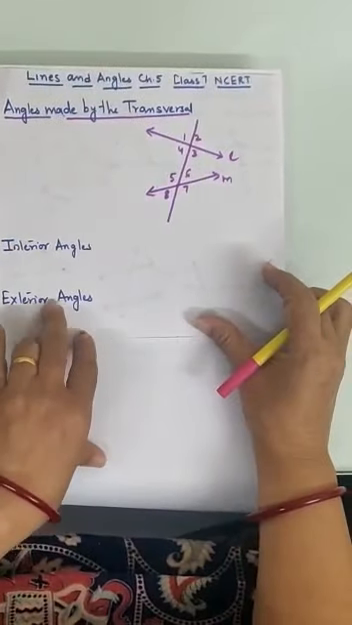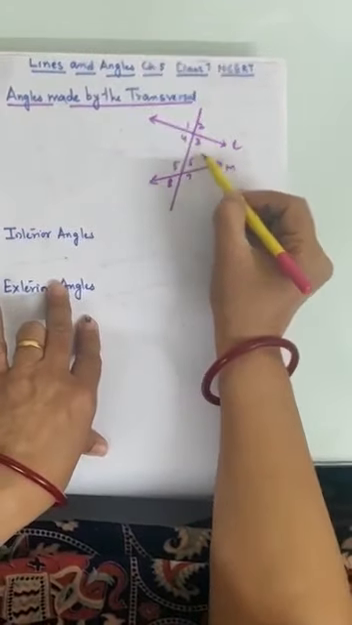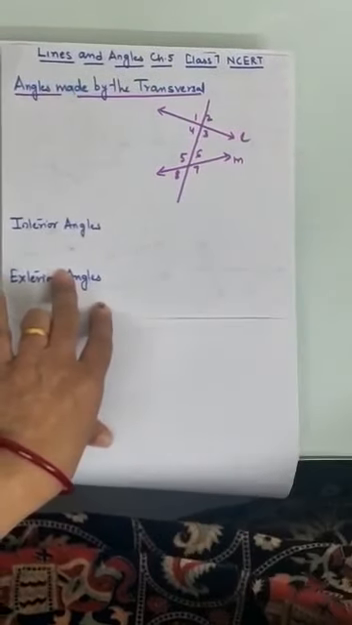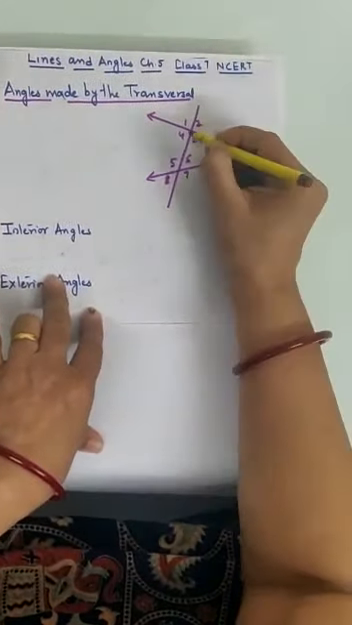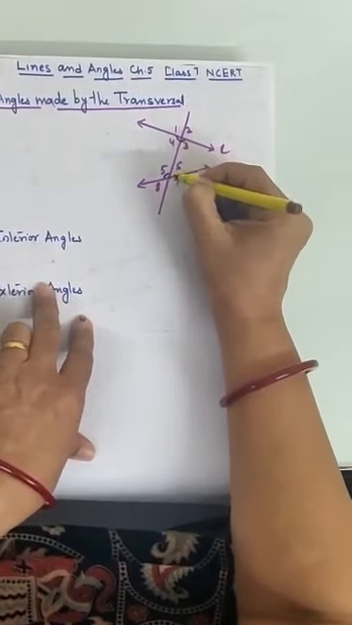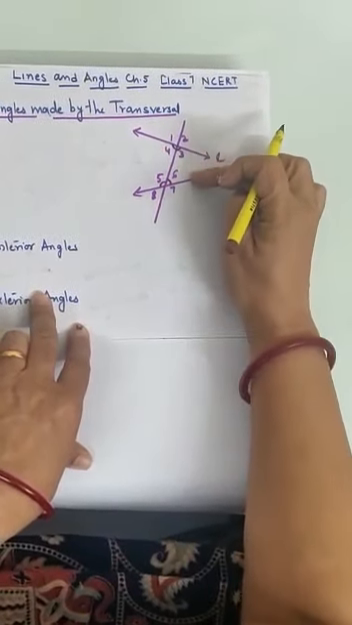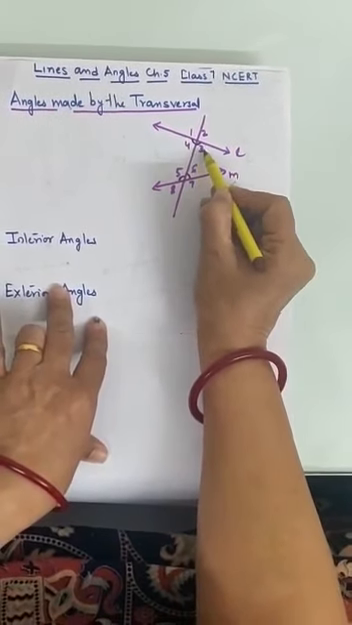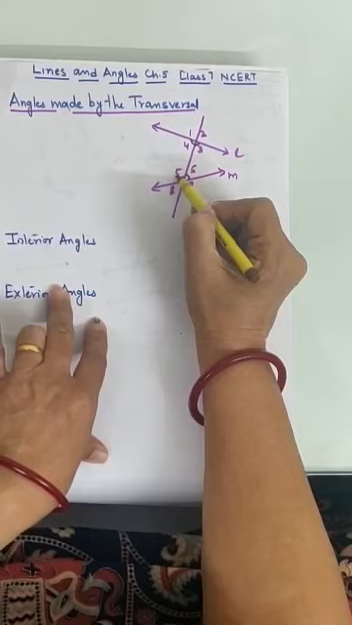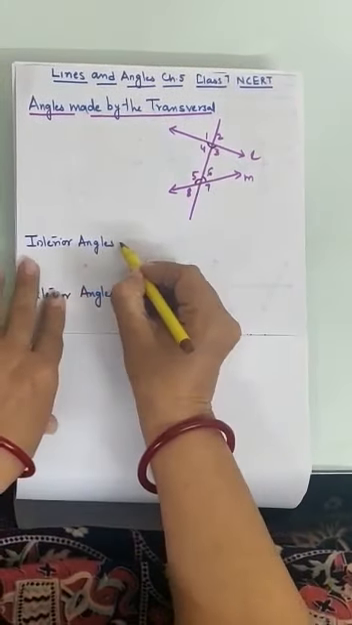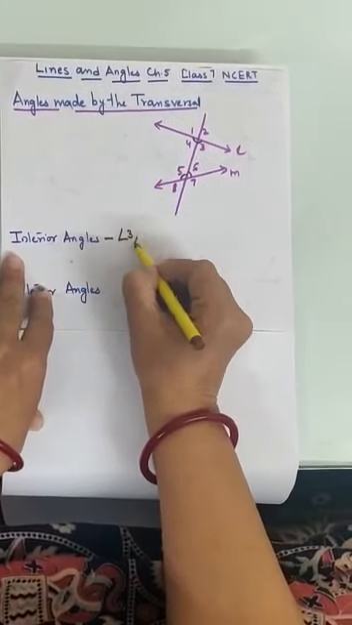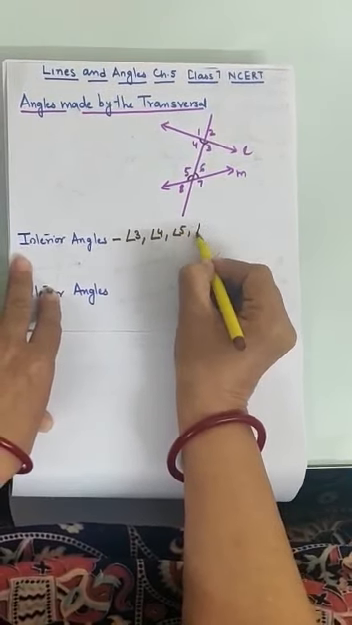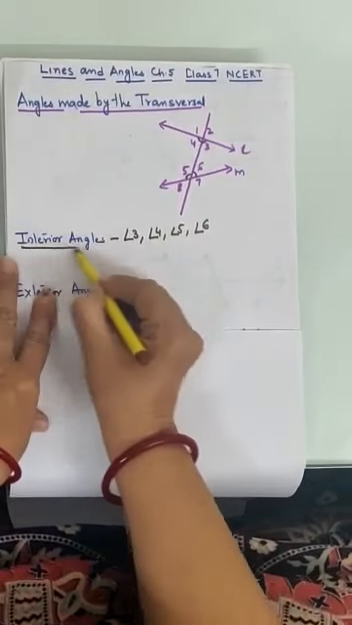Okay, now these angles are given certain names. The angles which lie inside these two lines, in between these two lines, they are called interior angles. So angle 4, angle 3, angle 6 and angle 5 are interior angles.